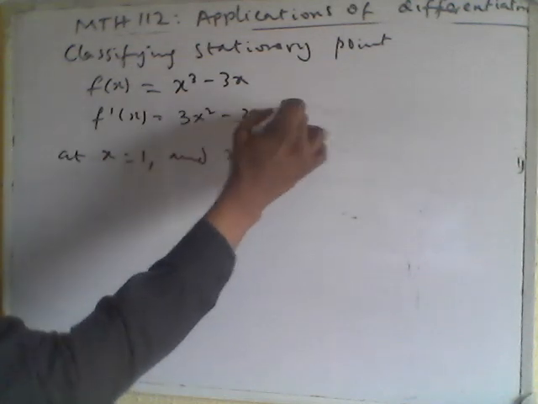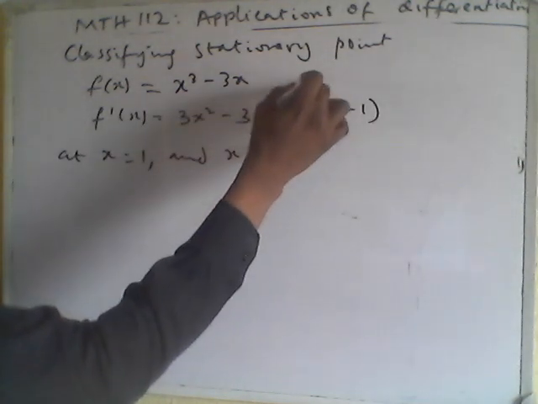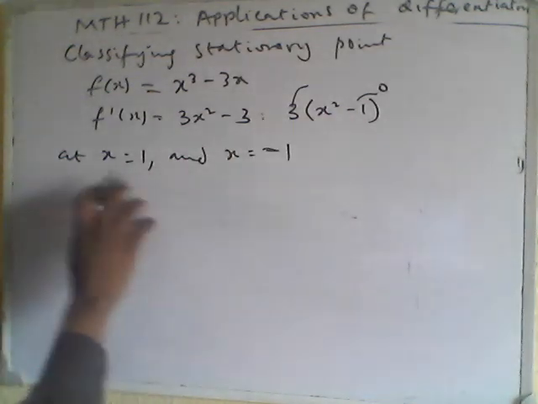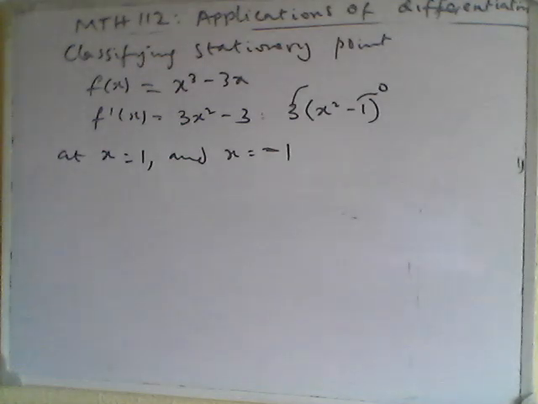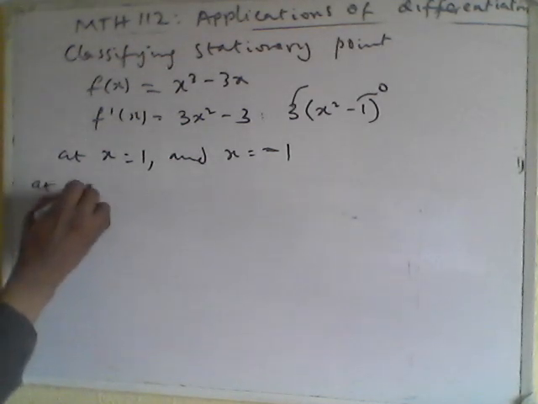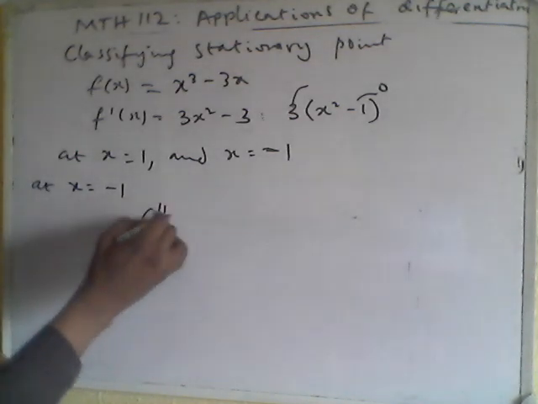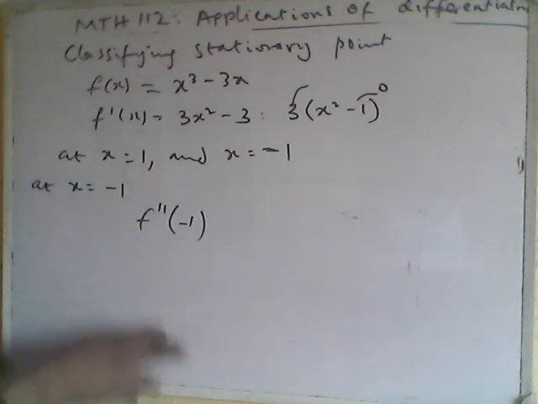We factorize this, right? 3 times x squared minus 1, right? Either this is equal to 0 or this is equal to 0. So when we did that, we got x equals 1 or minus 1. So these are the stationary points. Again, at x equals 1 and x equals minus 1, for instance, let me take this one first. f prime prime, then you put that minus 1. That minus 1 is now your a. Remember the conditions I gave.